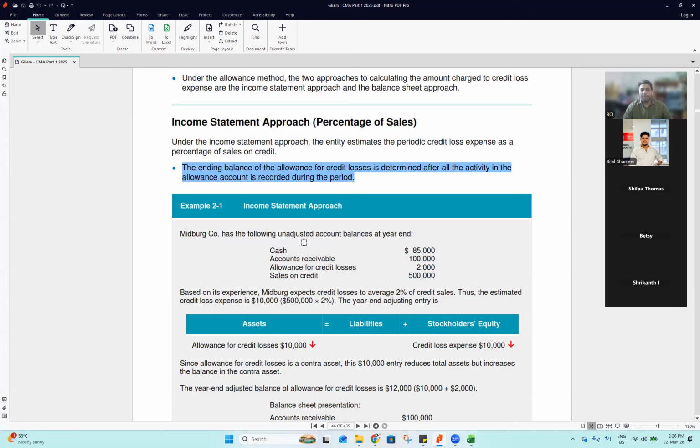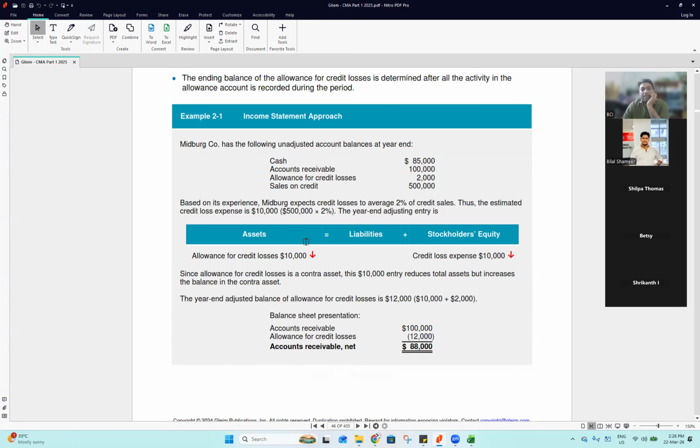Now there is an example here. Midberg company has the following unadjusted account balances at year end. Cash is 85, accounts receivable is 100,000, allowance for credit losses is 2,000, and sales on credit is 500,000. Based on its experience, Midberg expects credit losses to average 2% of the credit sales. Whatever they do, 2% of the sales is going to be losses. Clear?